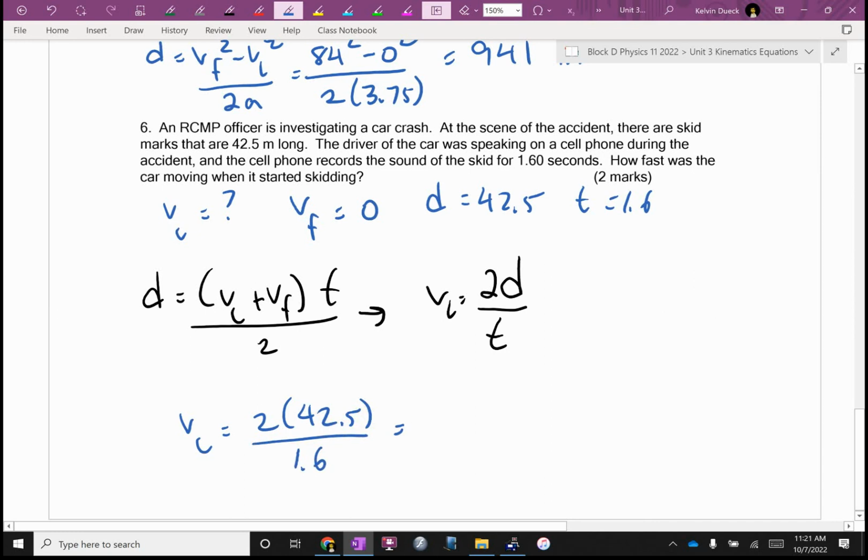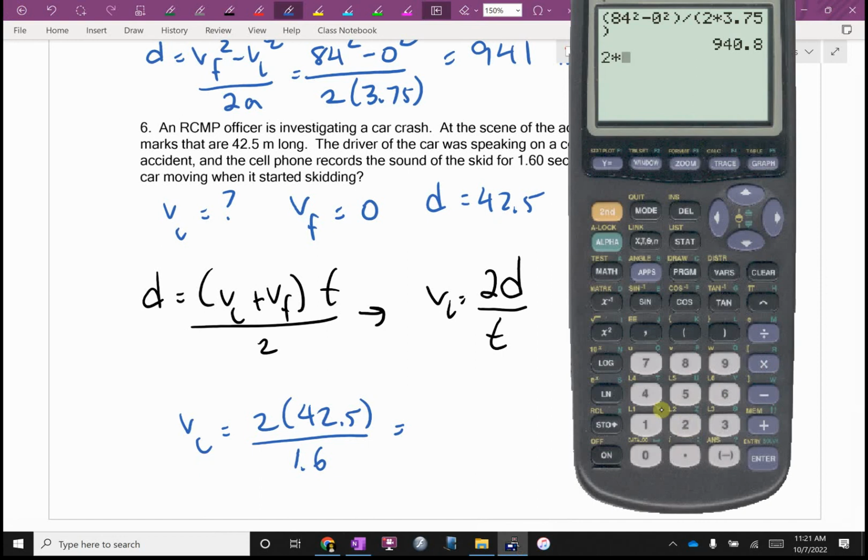Do that one in your head. Well, 42.5 is going to be 85 divided by 1.6. What's a clever way to divide by 1.6? Divide by 2 4 times. No, I need a calculator. 50 point something, but no, I can't get more than that. 2 times 42.5 divided by 1.6. 53.1?